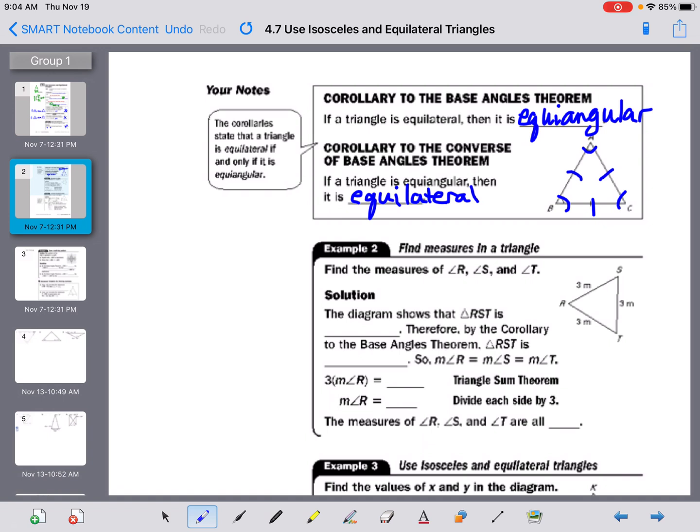Okay, quick reminder, because this is something I just want you to know every time you see this. How many degrees in a triangle?